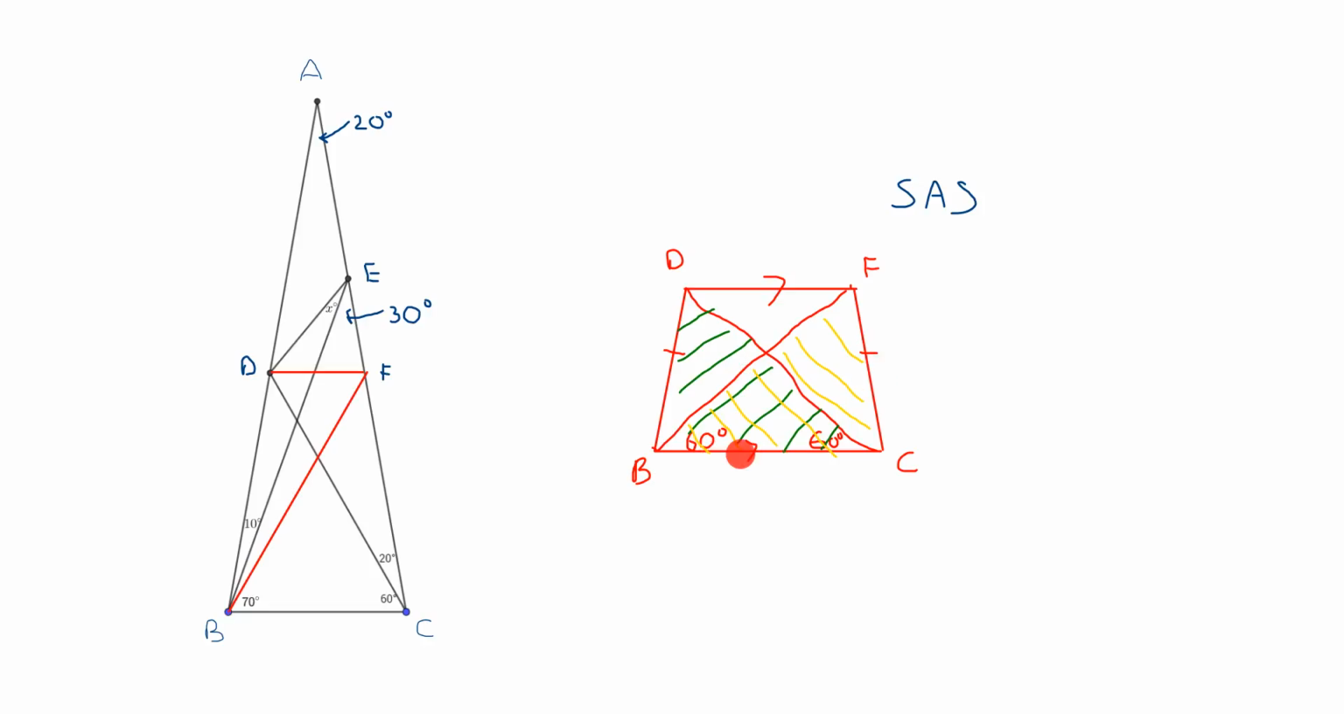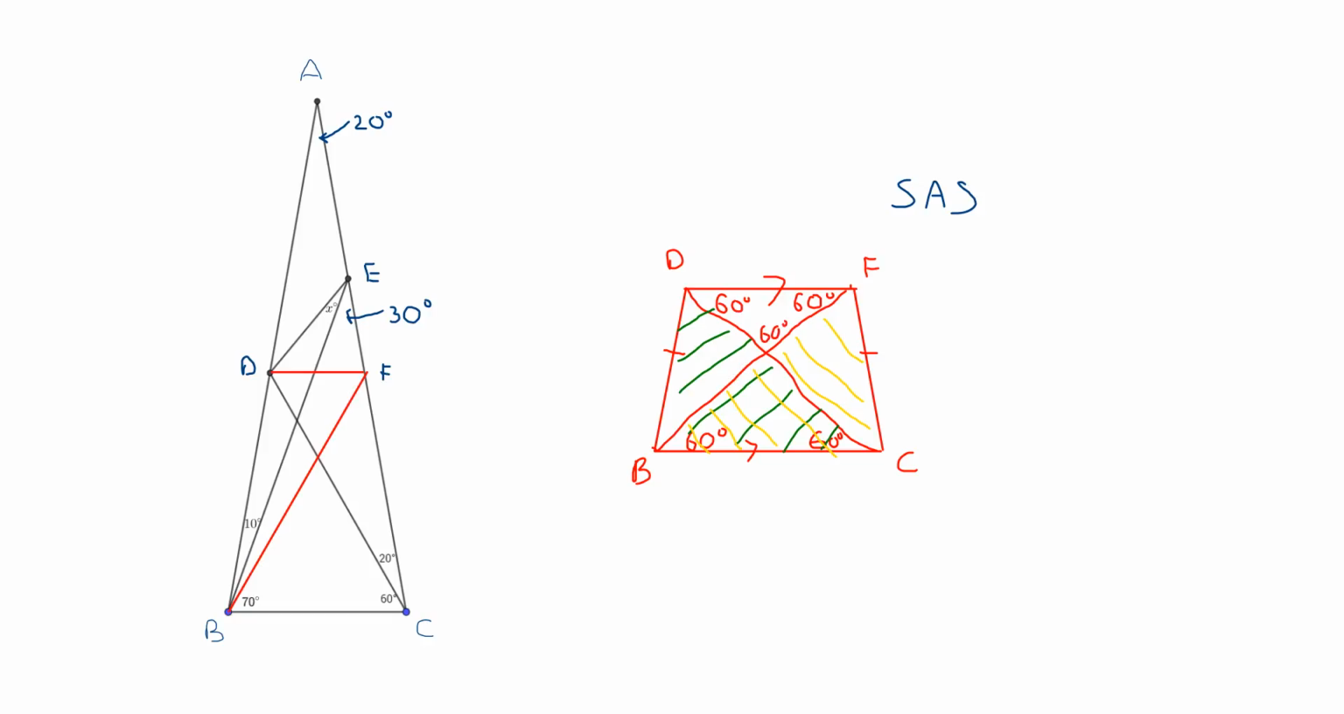BC is common, and DBC is equal to FCB, because they're both 80 degrees from the original triangle. So we've established that FBC is 60. We also know that because DF and BC are parallel, this equals 60 degrees. This one equals 60 degrees. Those are alternate angles. And this one equals 60 degrees.